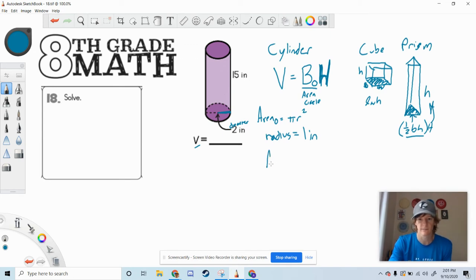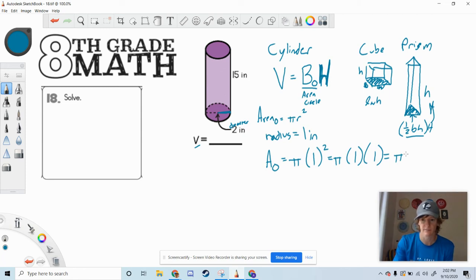So our area of our circle is pi times 1 to the second power. 1 to the second power is 1 times 1. So pi times 1 times 1. It's literally just pi, looks like. Or if we wanted to round it, 3.14 would work. I'm not going to do that though. I'm just going to leave it as pi and pretend that pi is like a number.